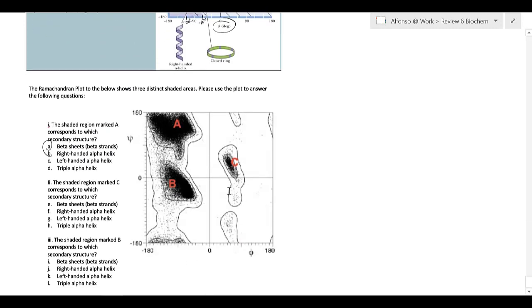So for number 2, what is it? It's C, right? A left-handed alpha helix? Perfect. And what about 3? Right-handed alpha helix. A right-handed alpha helix.